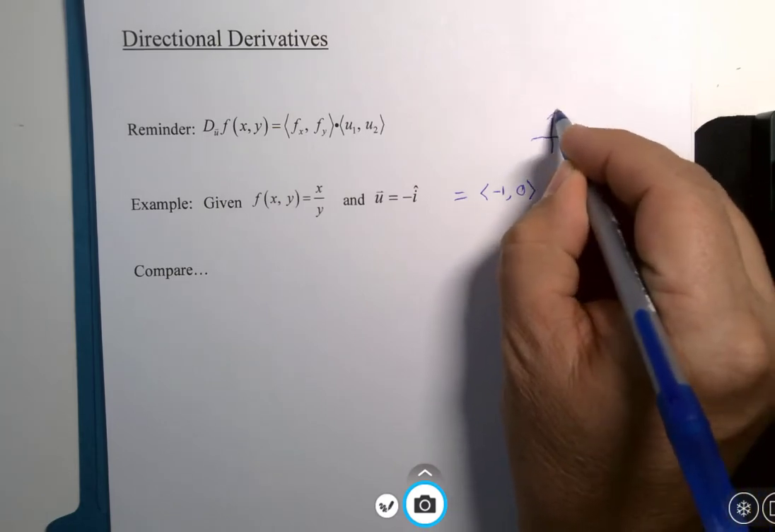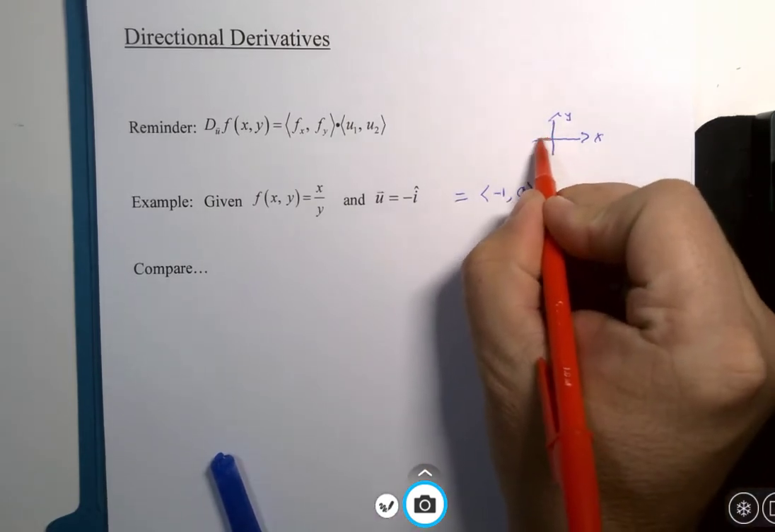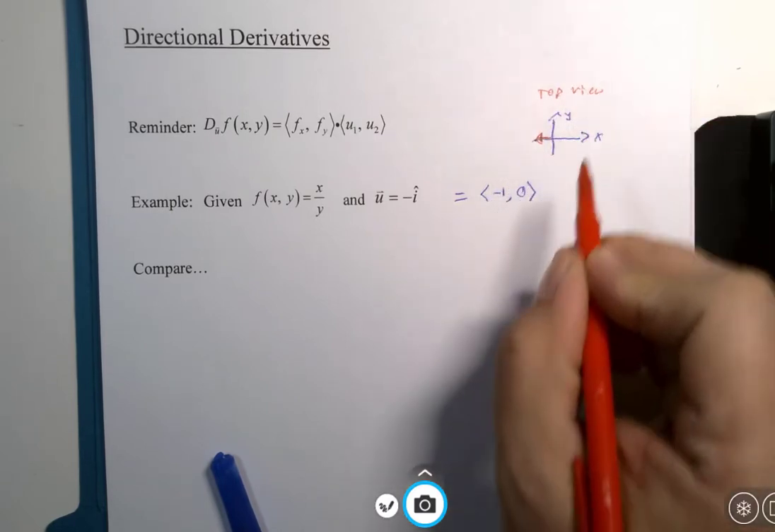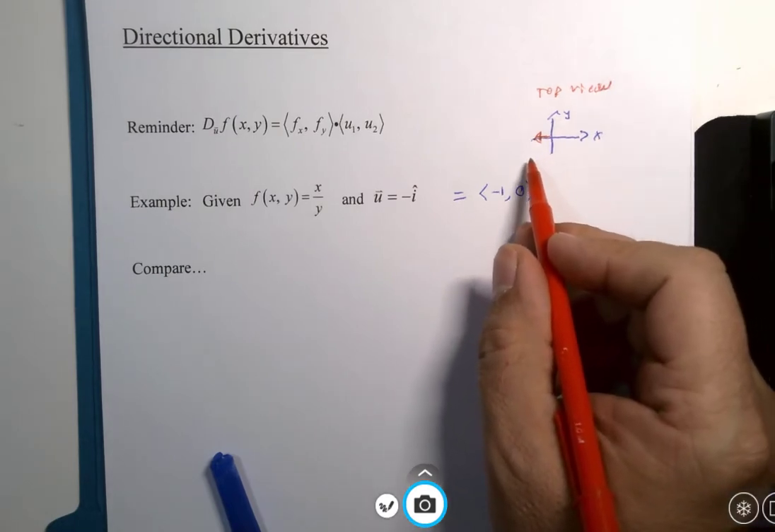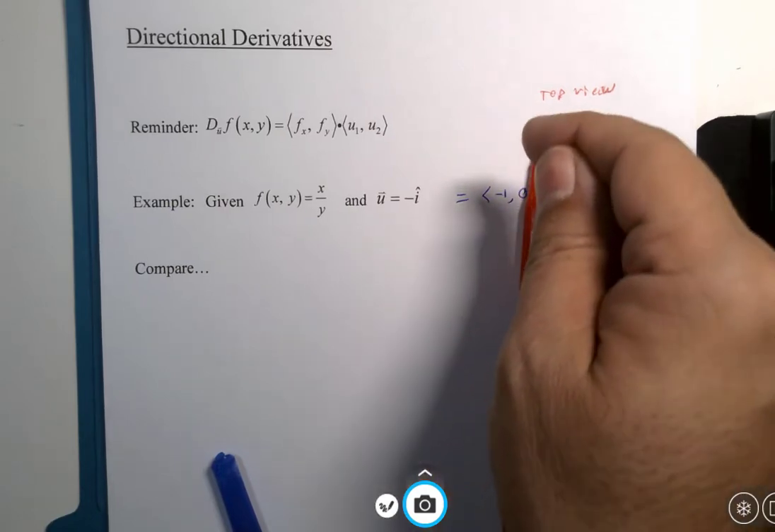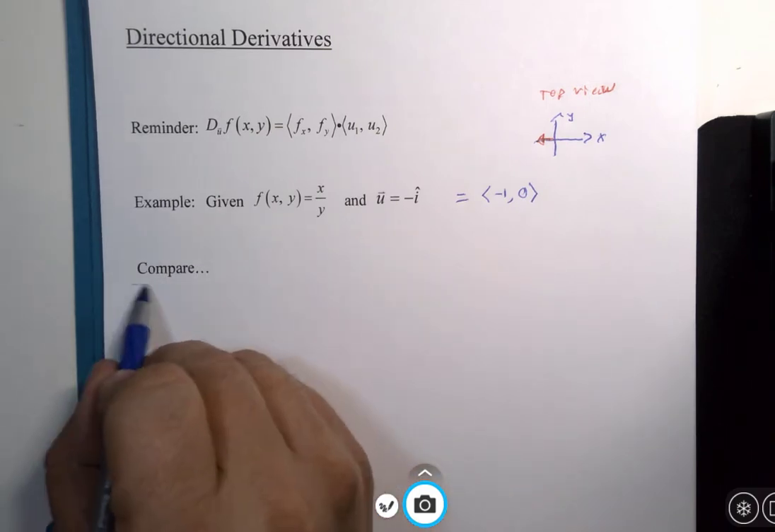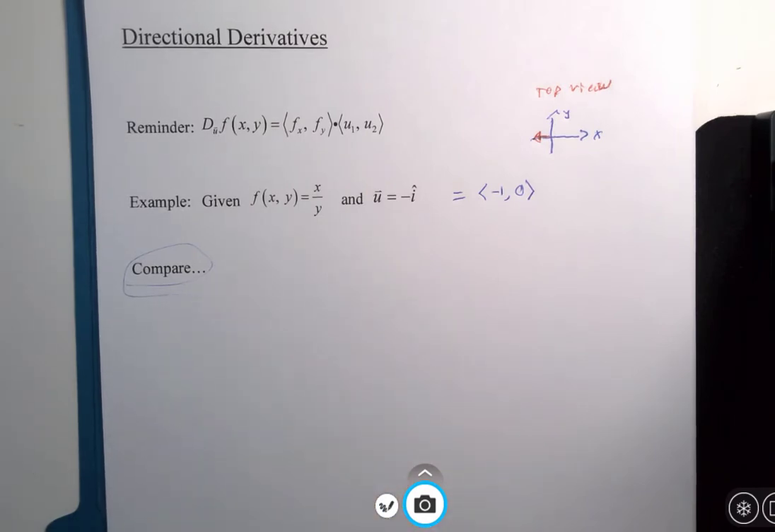We could think of that as going exactly 1 unit to the left if this was the top view. And then the meaning of the directional derivative is if it's positive, that means z would be increasing, and if it's negative, that means z would be decreasing. We'd be going down through the paper. So let's do the calculation. Oh yeah, and we're going to compare it to something else before we're done. That's just a little teaser for a plot twist later on.